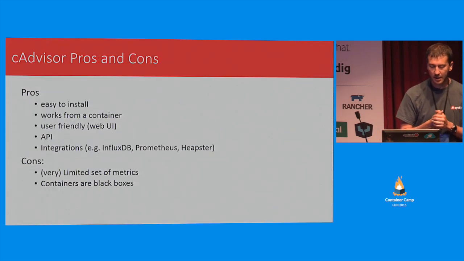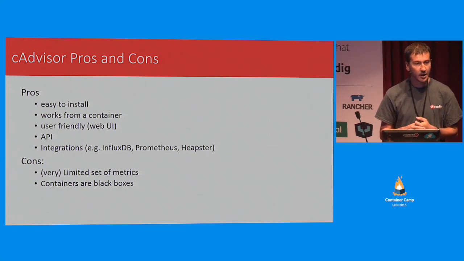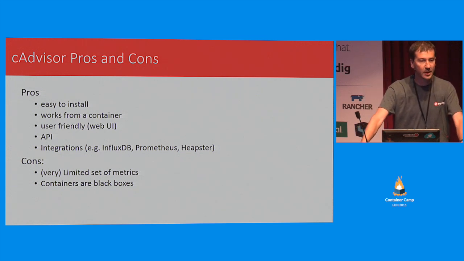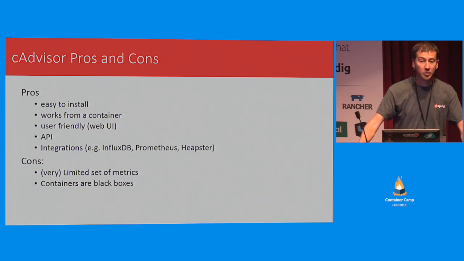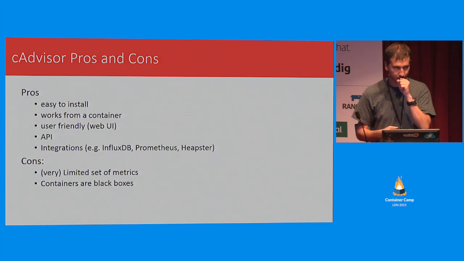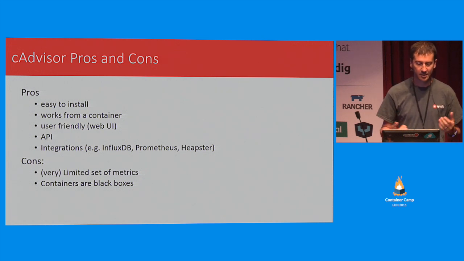The other advantages of cAdvisor are it offers an API, which also means there are integrations. So it's integrated with InfluxDB, Prometheus, Heapster. The Heapster integration in particular is useful, because Heapster is like the default metrics collection system for Kubernetes. So if you are deploying your microservice infrastructure on top of Kubernetes, cAdvisor is nicely integrated with Kubernetes.